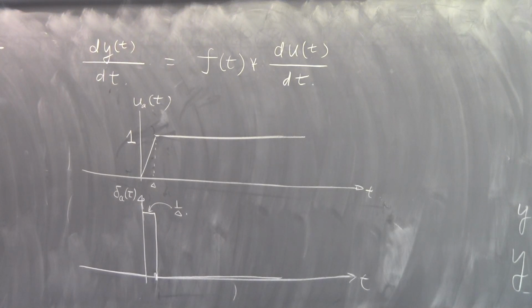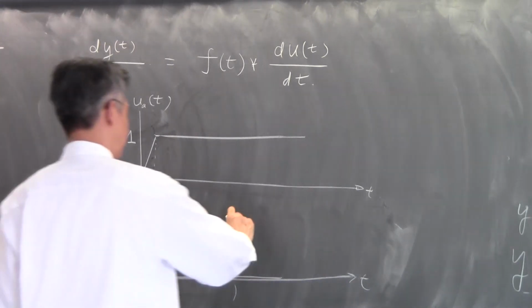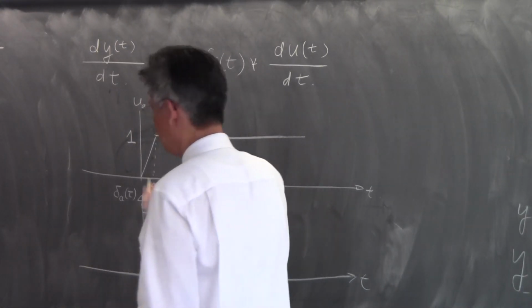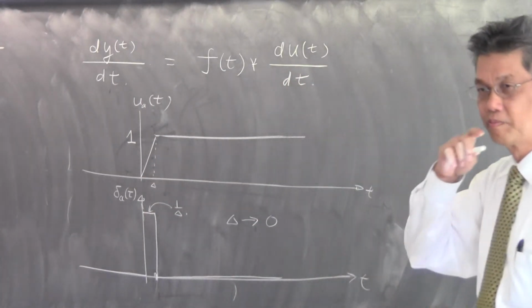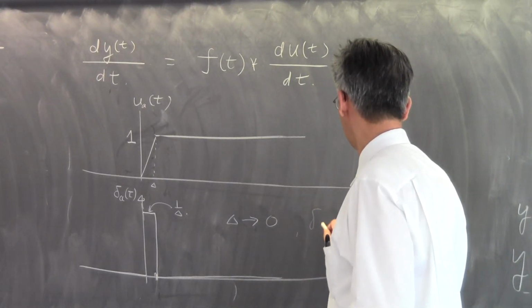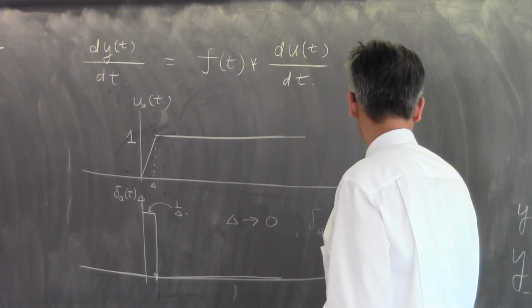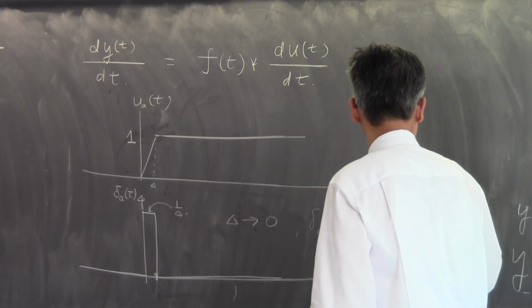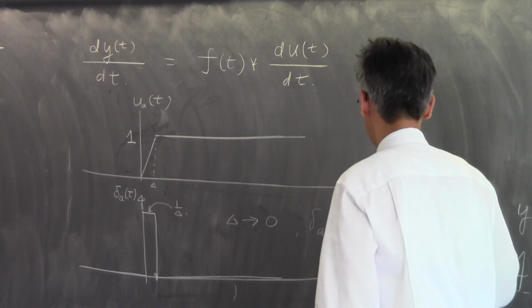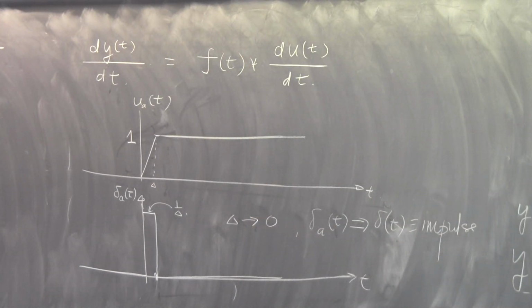Okay, but what happens if we make delta smaller and smaller? It goes to the roof, right? It goes to the roof of this building and up and up and up. You never see it coming back, right? So it goes to infinity if you make delta go to 0. So in the limit, when delta goes to 0, this thing becomes taller and taller and taller. It's called an impulse. An impulse is a limiting case of this one.